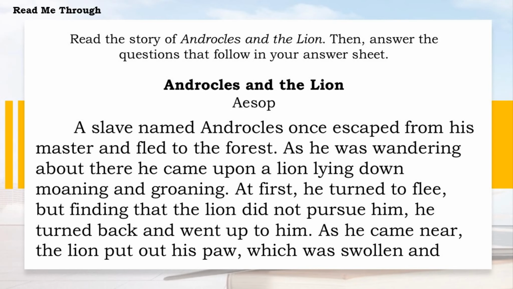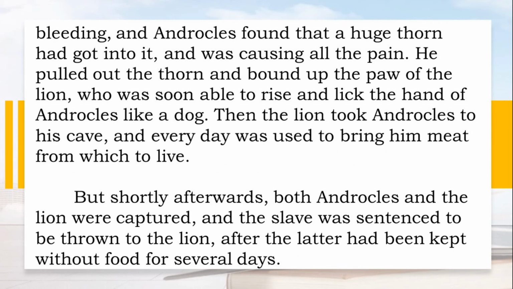A slave named Androcles once escaped from his master and fled to the forest. As he was wandering about there, he came upon a lion lying down, moaning and groaning. At first, he turned to flee, but finding that the lion did not pursue him, he turned back and went up to him. As he came near, the lion put out his paw, which was swollen and bleeding, and Androcles found that a huge thorn had got into it and was causing all the pain.